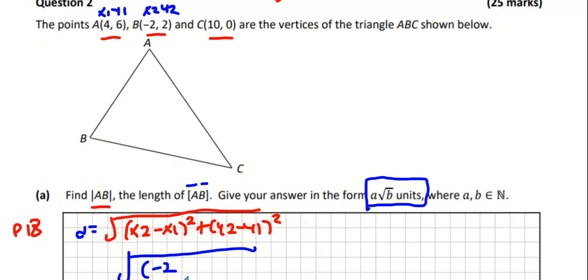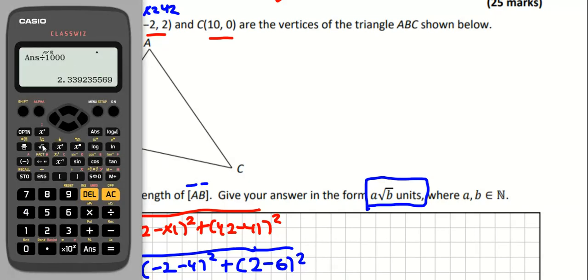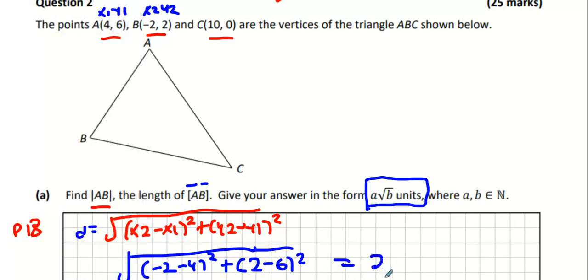So you got minus 2 minus 4 squared plus y2, which is 2, minus 6 squared. Throw that all into the calculator. Minus 2 minus 4 squared plus 2 minus 6 squared. And your answer is 2 root 13. You can see exactly that's the way they want it. The A value is 2 and the B value is 13.